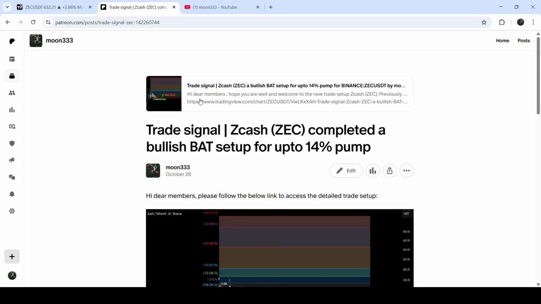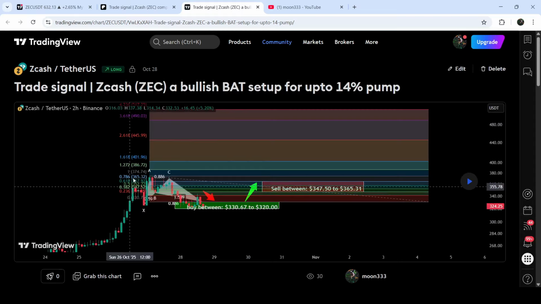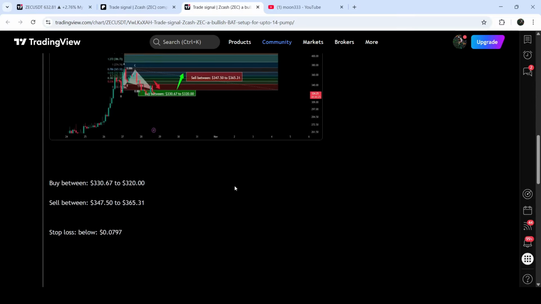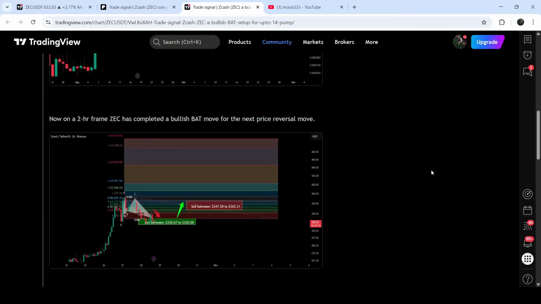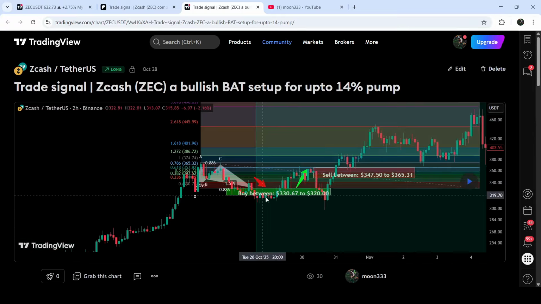Now let's start the analysis. And first of all, let me begin with my most recent trade signal for Zcash that I shared on 28th of October 2025 with my members. And that is a bullish bat move that Zcash completed on a 2-hour time frame chart with US dollar pair. And this was a complete trade setup, buying zone, sell targets, and the stop loss. And now if I play this chart, then you can see that the price line moved slightly down in this potential reversal zone, but it covered back.